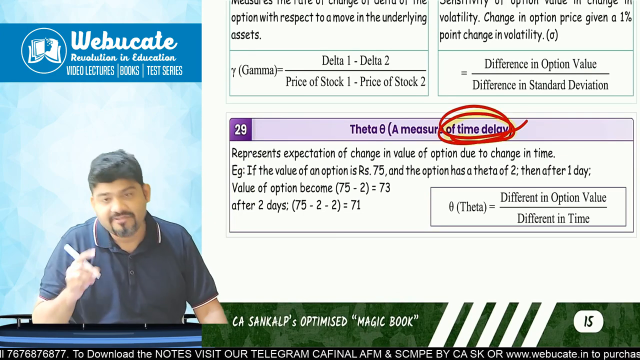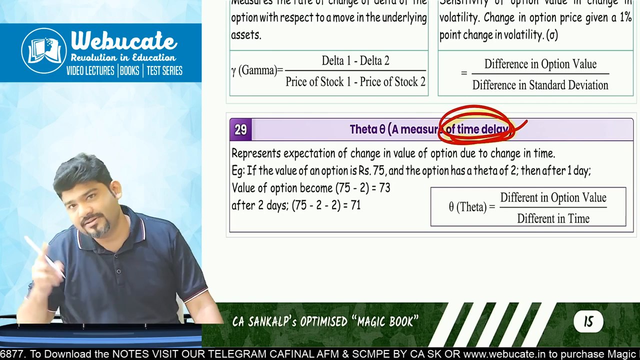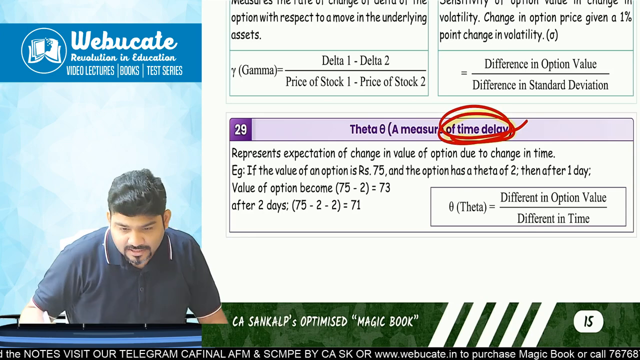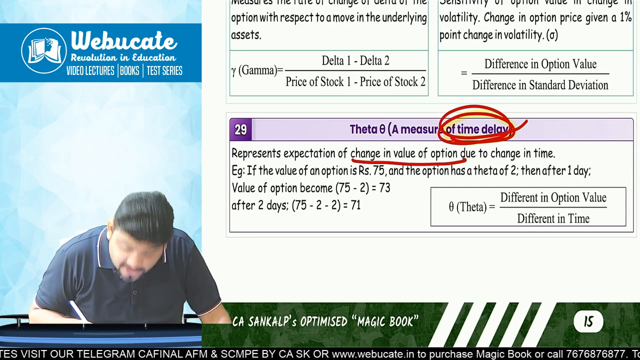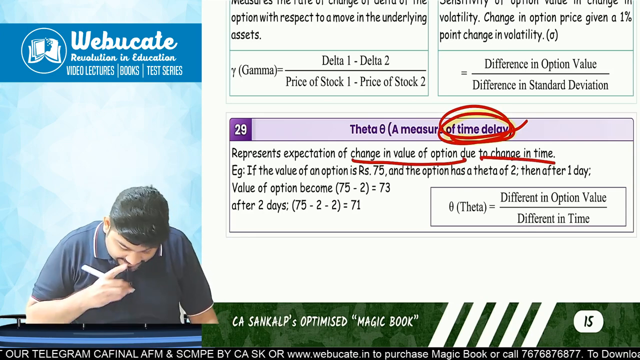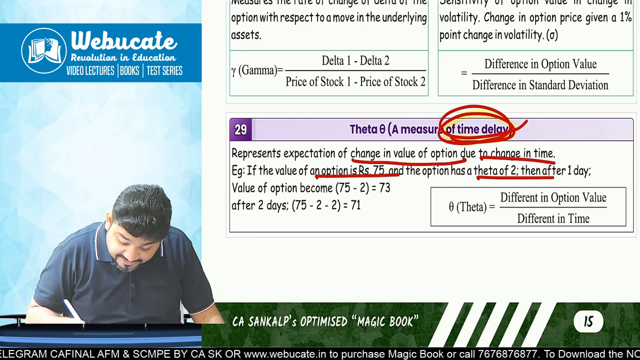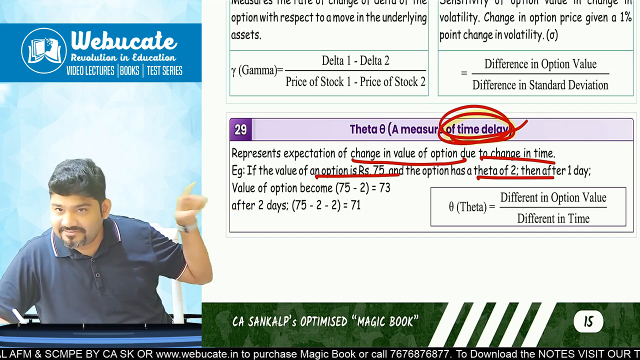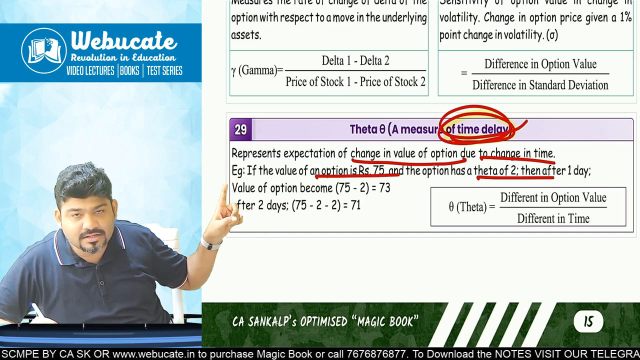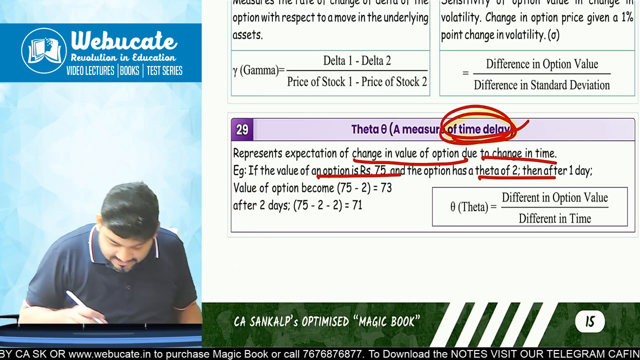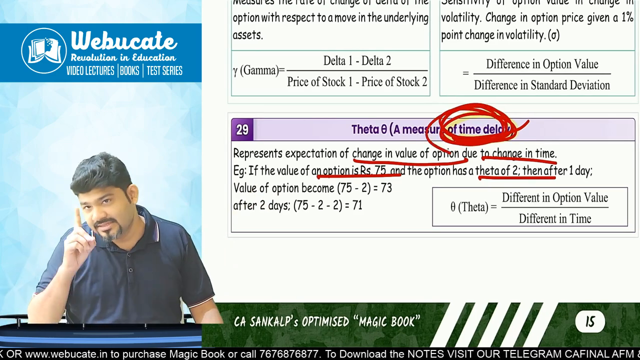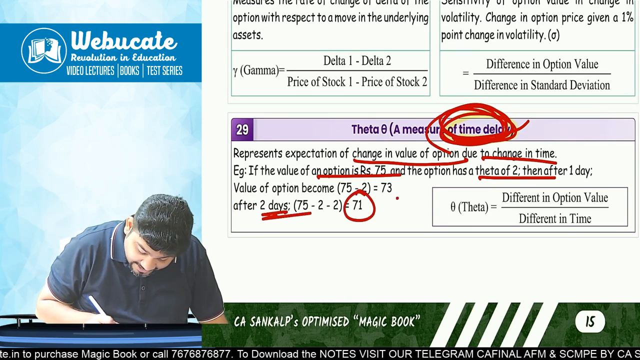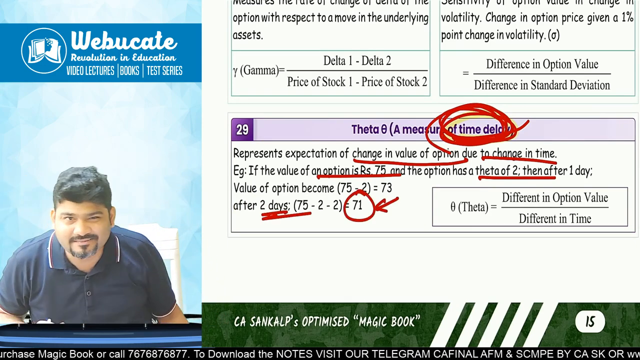How much the value of option changes on account of time delay. What is the value of option? Premium. It represents the expected change in value of option due to change in time. If the value of an option is 75 and the option has a theta of 2, then after one day, the value of option will become 73, because the theta, which is the time decay, is 2. Next day again, the price will go down by 2 rupees. So from 75 to 73, 73 to 71.